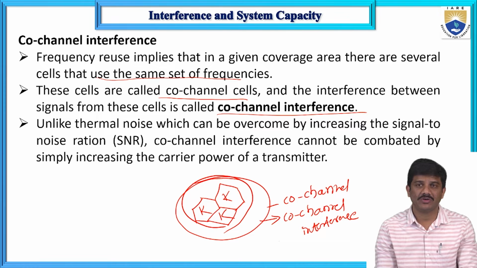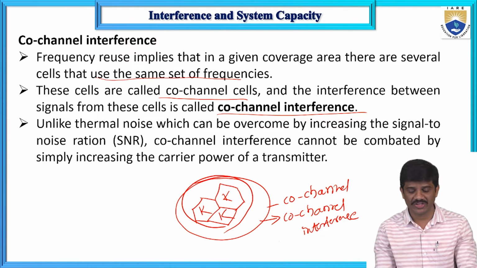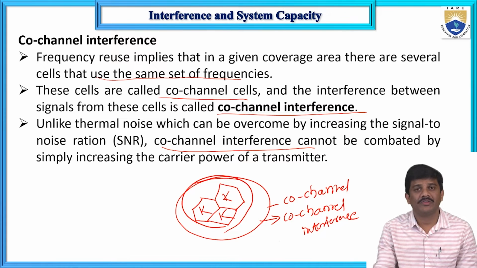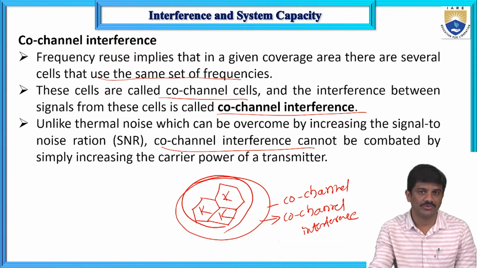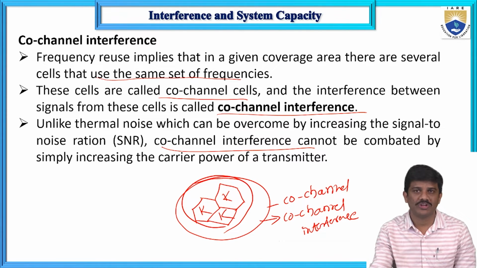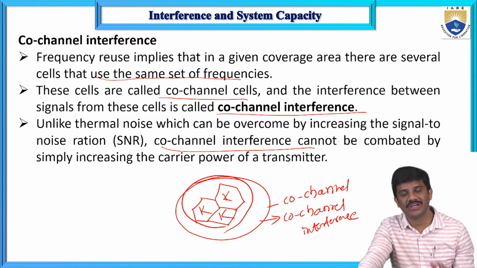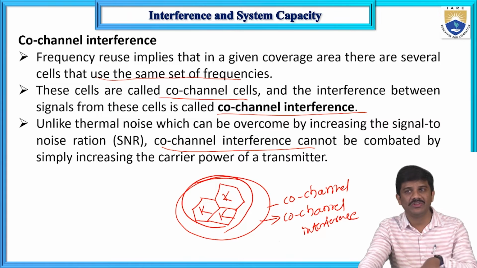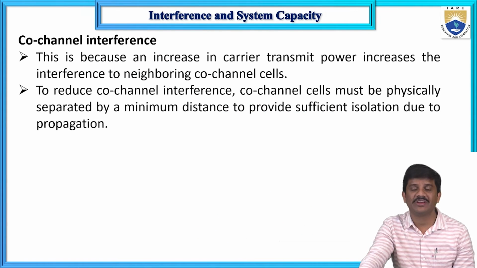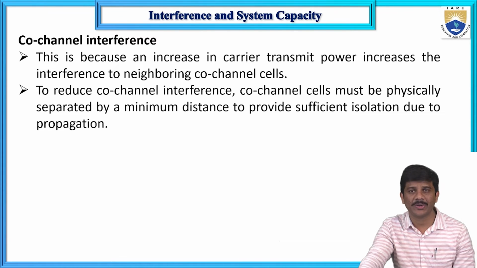Unlike thermal noise, which can be overcome by increasing the signal to noise ratio, SNR, co-channel interference cannot be combated by simply increasing the carrier power of the transmitter. Whenever we want to increase the capacity, we need to improve the signal power and also reduce interference; then only can we improve the capacity of the system. Cells having the same set of frequencies are called co-channels, and the interference between those cells is called co-channel interference. Increasing the transmitter carrier power also increases the interference to neighboring co-channels.